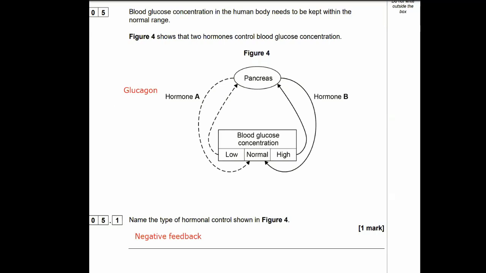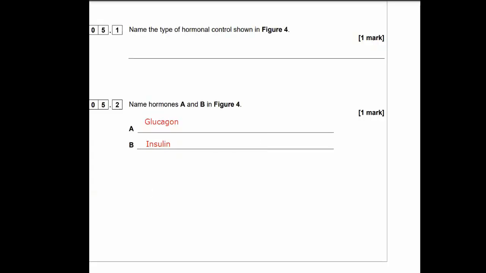Let's check out the other one. When your blood sugar is high, this hormone B is released from the pancreas, and it lowers your blood sugar, and that is insulin. Awesome.